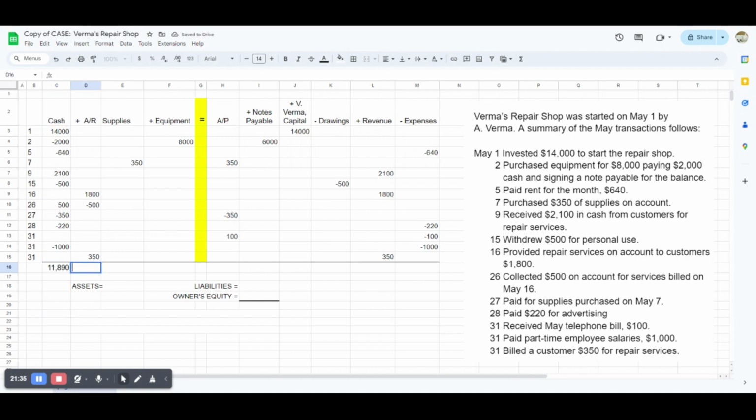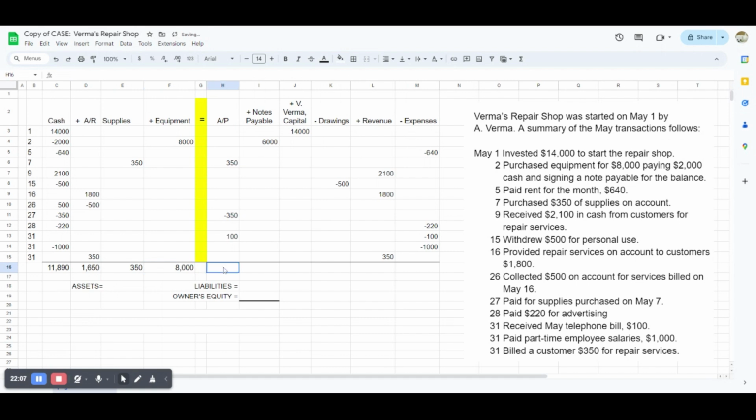And now we're going to do the same thing for accounts receivable. 1,800 minus 500 plus 350. I messed up on my calculator, so I have to do it again. I got 1,650. Thank goodness supplies is just 350. Equipment is 8,000.